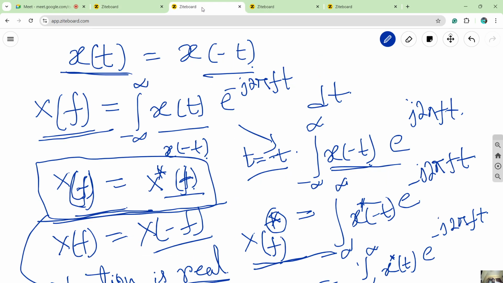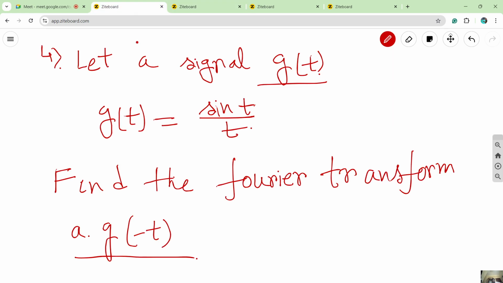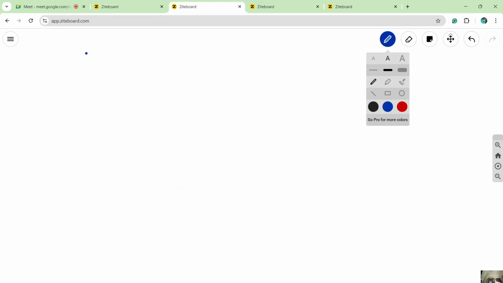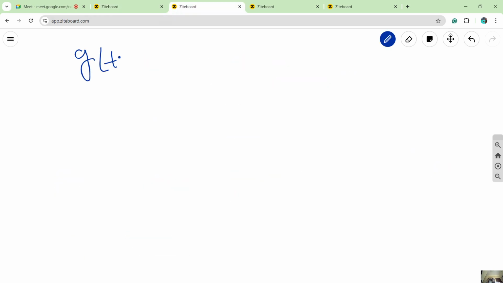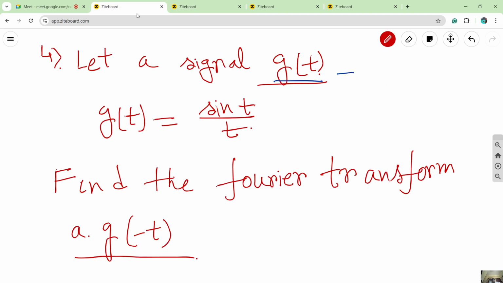So here, first, again there is a property: g(t) is an even function. So g(t) is equal to g(-t). That type of thing we can write.